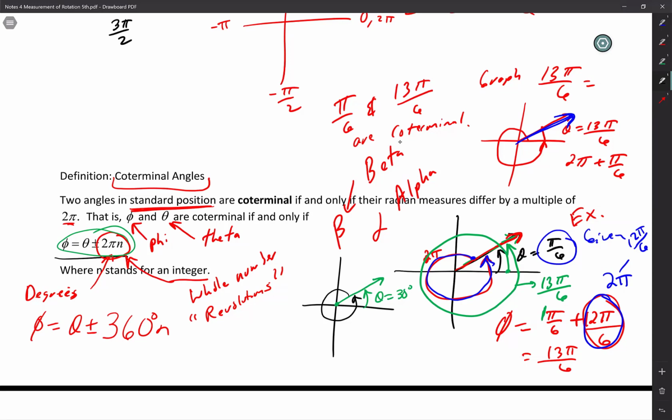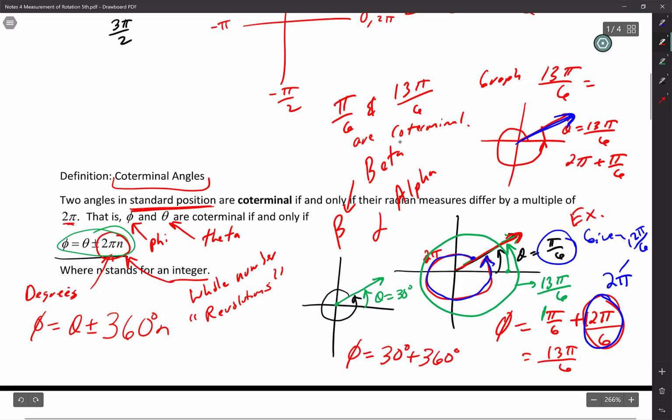So let me put what I did. All I did, and I guess I should change the symbol there, is theta equals my 30 degrees initially, and I went another revolution, 360 n. Well, n is 1. So I did 30 plus 360, which was 390 degrees. So theta is 30 degrees and theta is 390 degrees are equivalent. They will create the same ray, so they are coterminal to each other.